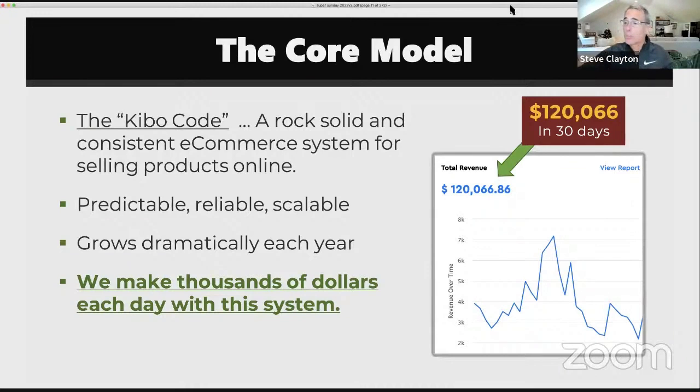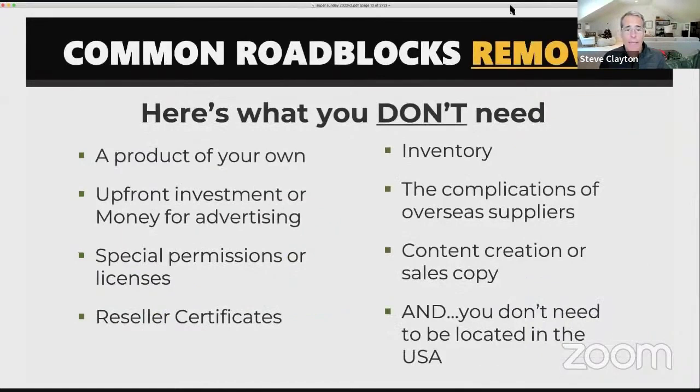But it all starts with the core Kibo Code model, which is a really rock solid, consistent e-commerce system for selling physical products online. It's predictable, it's reliable, and it grows dramatically every year. We make thousands of dollars every day with this system.